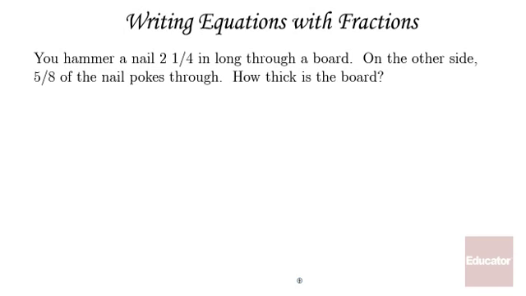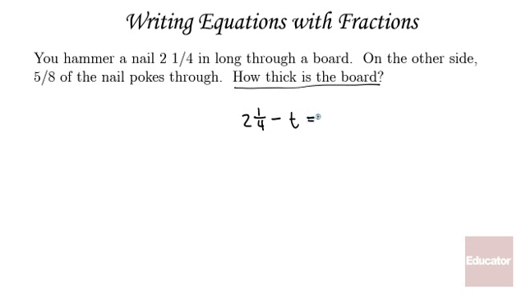Let's try writing the equation. You hammer a nail 2 1/4 inches long through a board. On the other side, 5/8 of the nail pokes through. How thick is the board? So we're going to take 2 1/4 inches. We're going to subtract the thickness of the board. I'll call that t. That's what we don't know. Remember, the variable always represents what we don't know, and in this case it's the thickness of the board.